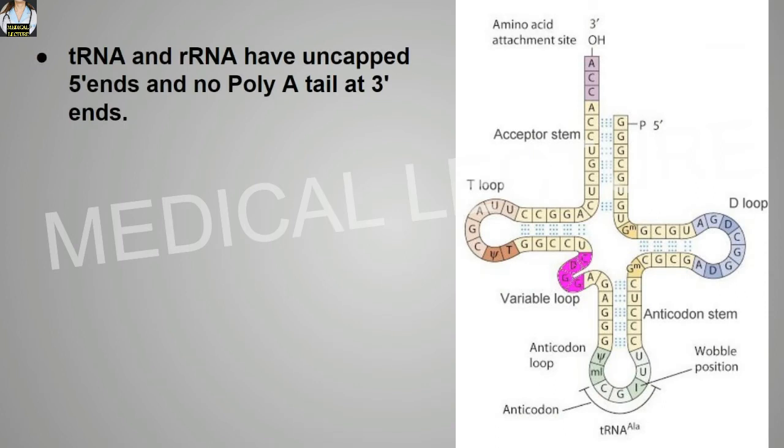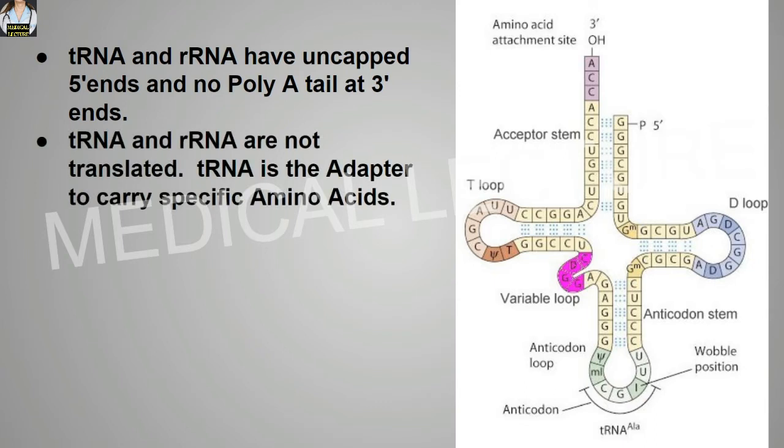tRNA and rRNA have uncapped 5' ends, and no polyadenylyl tails at the 3' end. While in the mRNA, we have capped 5' ends and the polyadenylyl tail at the 3' end. tRNA and rRNA are not translated. The tRNA is the adapter to carry the specific amino acid.